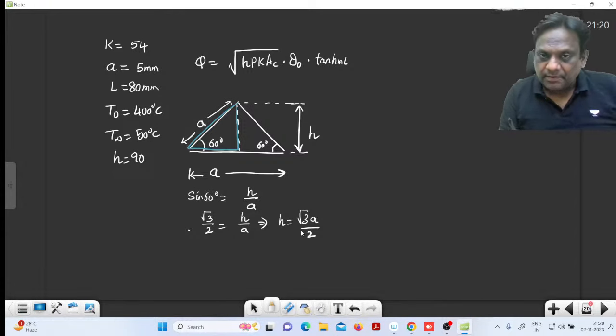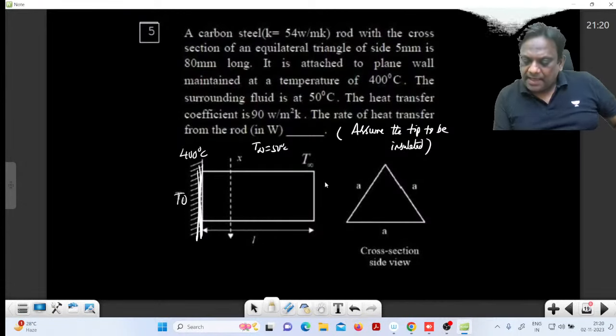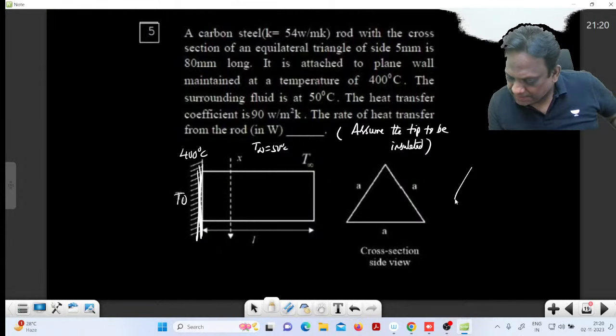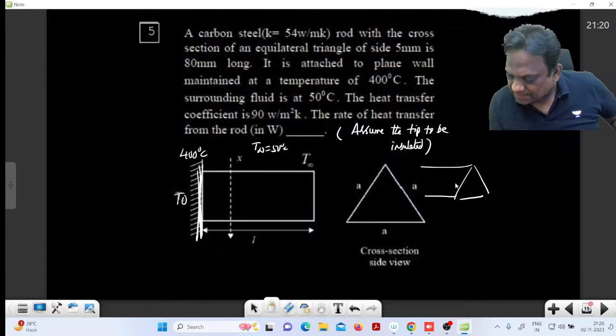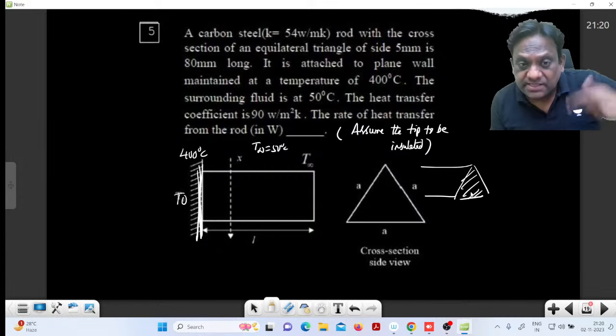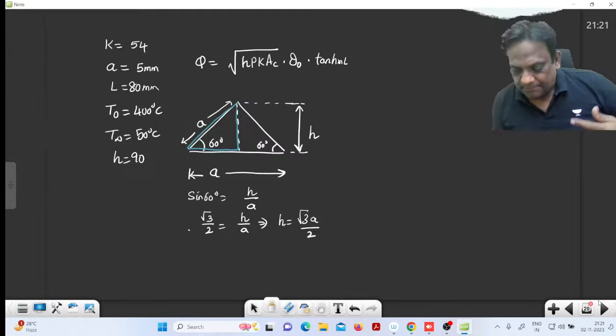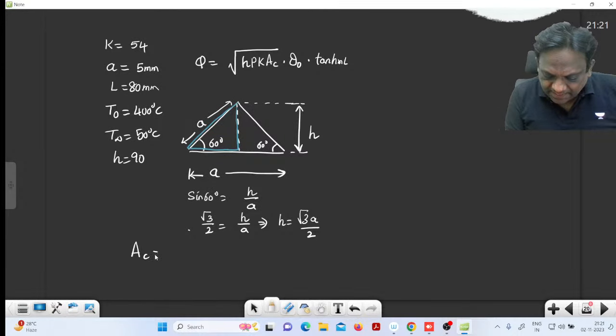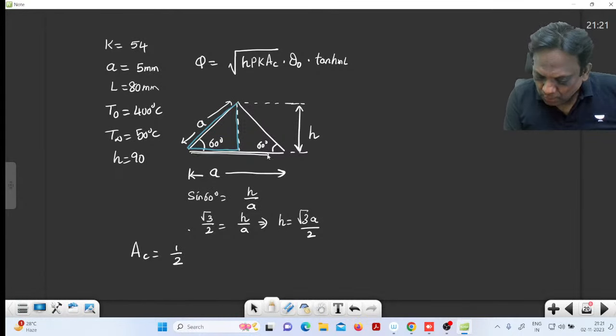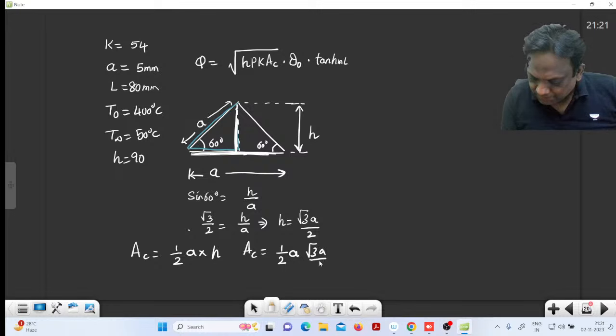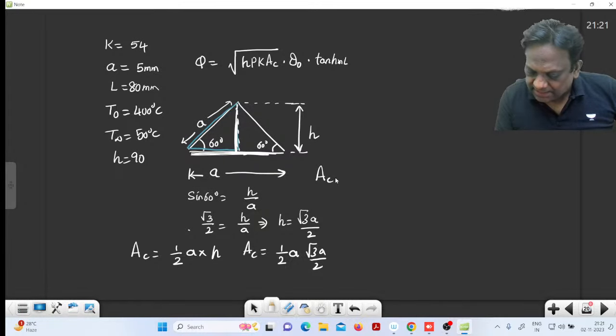Cross sectional area, now look. Actually this is our fin, like this. So what will the cross section be? The cross section is triangular, so can I write the cross sectional area as half into base into height? What is this base? A. What is that height? H. So the cross sectional area is half into A into H. This height is root 3 a by 2 and therefore the cross sectional area will be root 3 a square by 4.